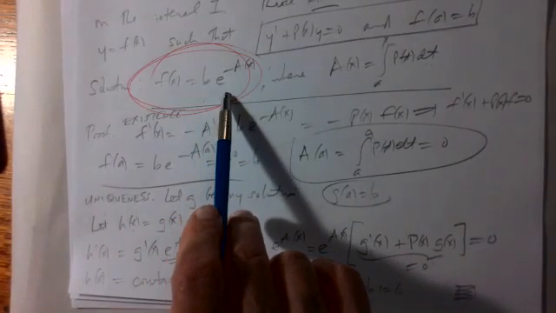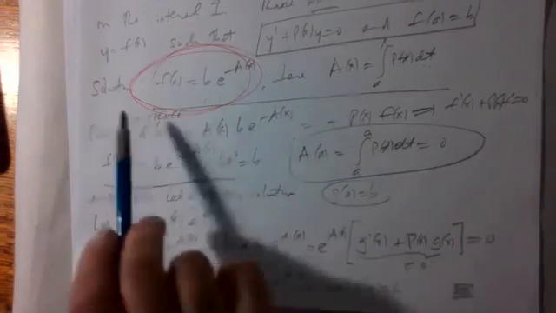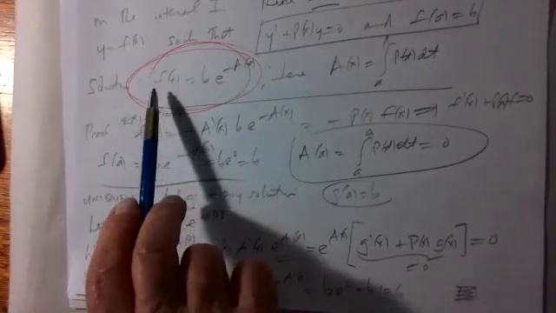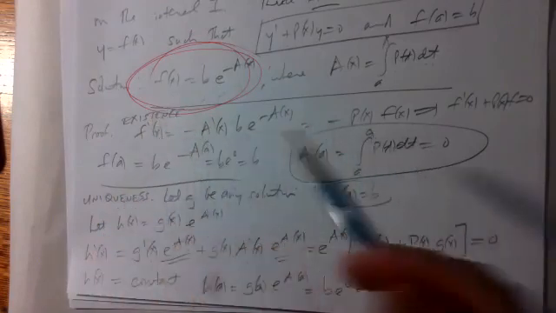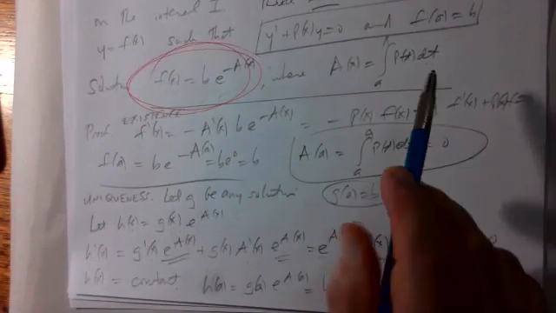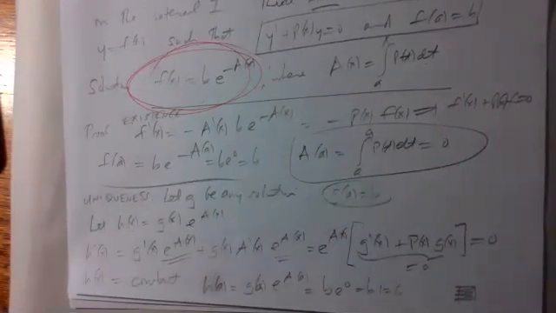How do I know it's a solution? I prove it. So I say, let f of x be equal to this, and then you see that it is in fact the solution of the differential equation, and it does satisfy my initial condition.